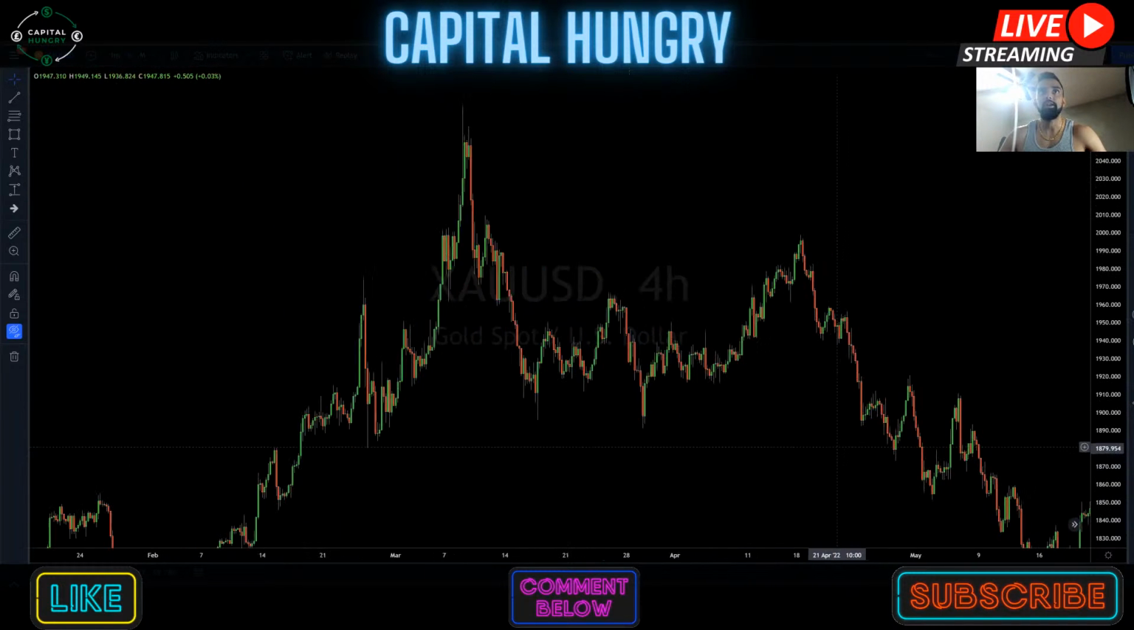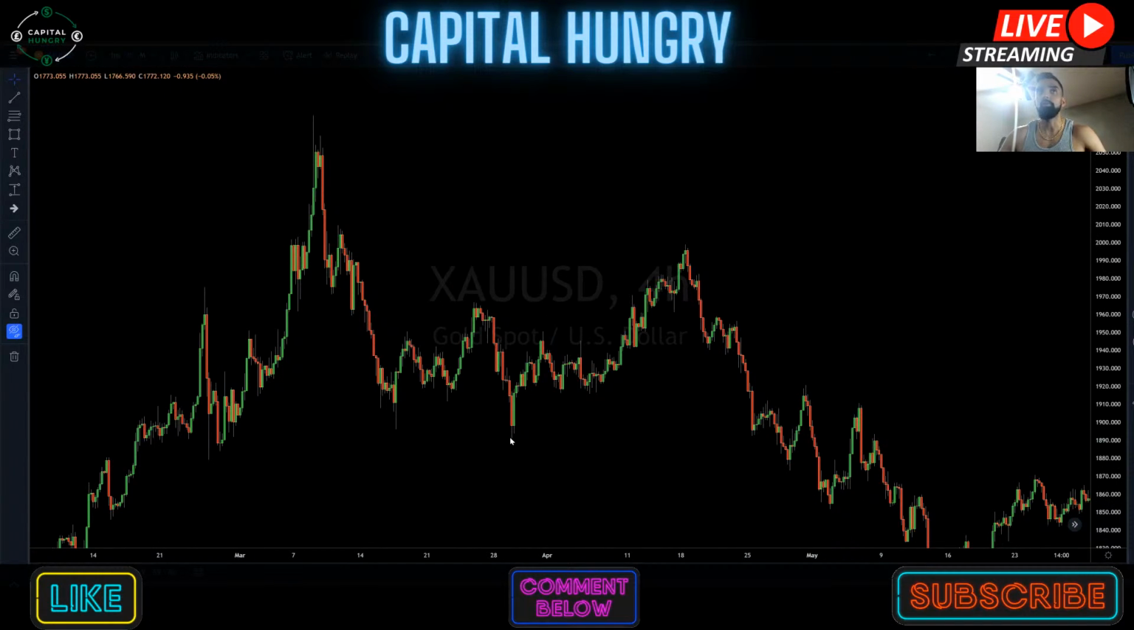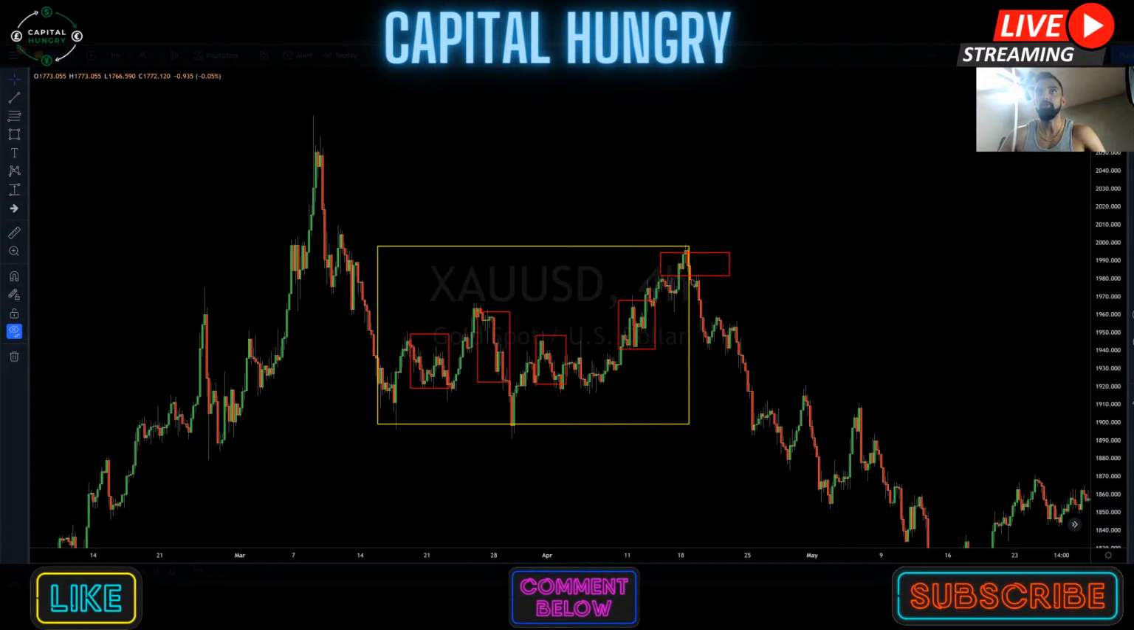Same type of idea here. You can see this pullback phase lasted from almost the middle of March all the way until the end of April. Within this pullback phase, you had a lot of choppy downside moves until you revisited the better sell side zones and had sellers come back into play.